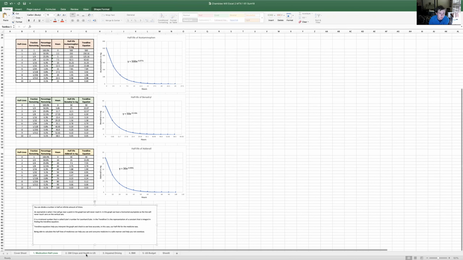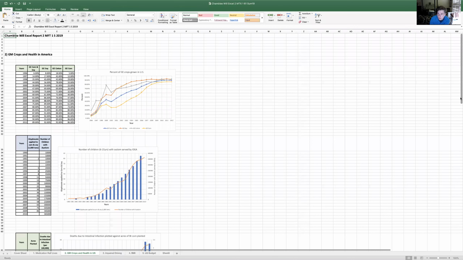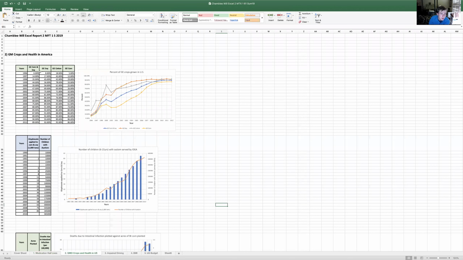All right, let's talk about GMO crops and health in the U.S. Obviously, a hot button issue right now. We did these graphs for the data. For each chart, we tried to recreate it here.